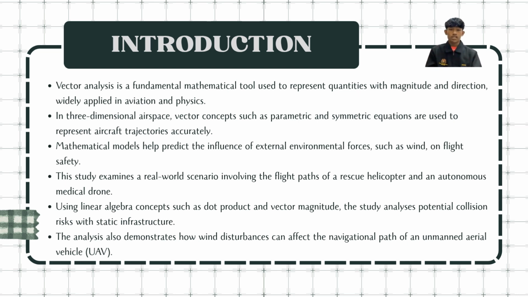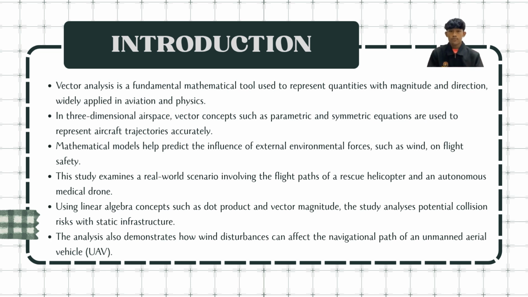Vectors can be expressed using different mathematical forms, such as parametric equation and symmetrical equation, which help us model the path of moving objects. In a real-world situation, many external forces can affect the motion. For example, wind, gravity, and air resistance can change the direction or speed of the aircraft or drone. Therefore, mathematical models are needed to predict these effects.